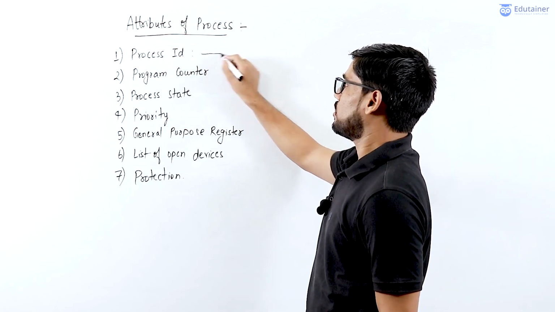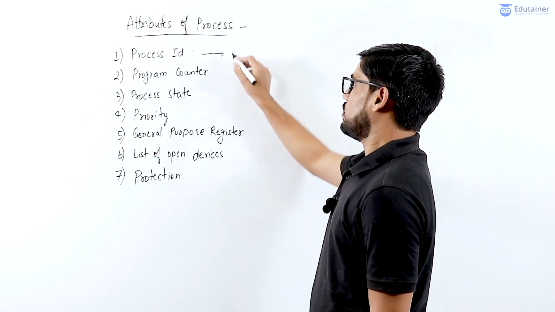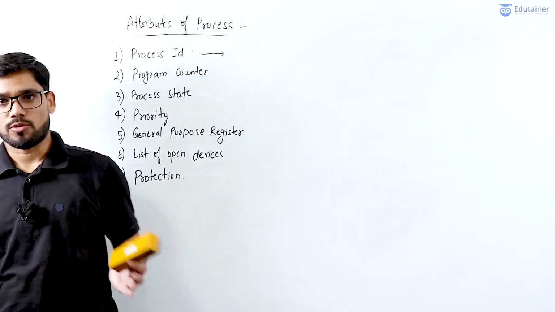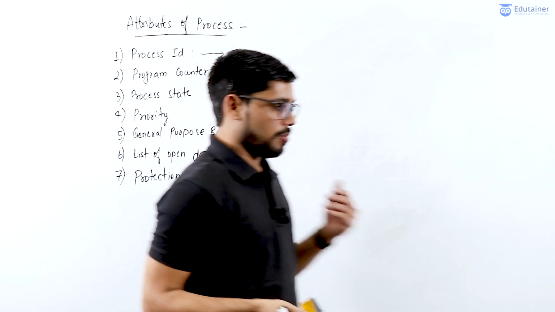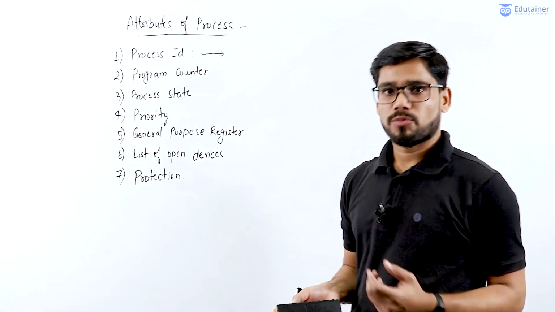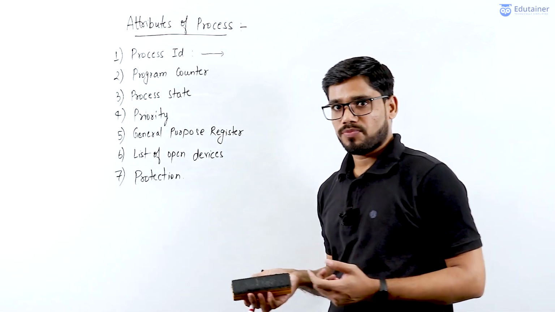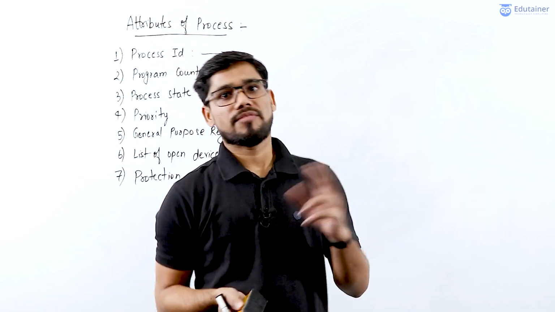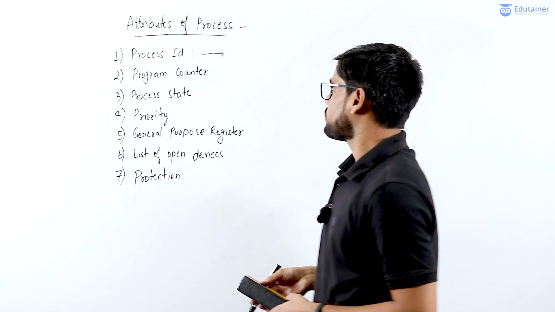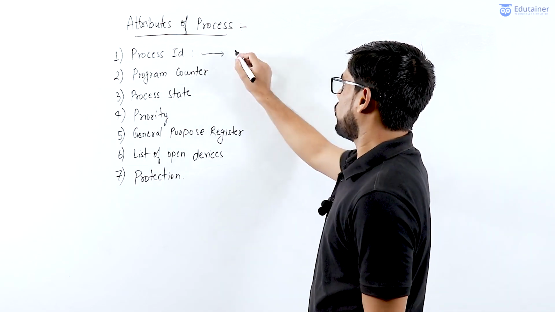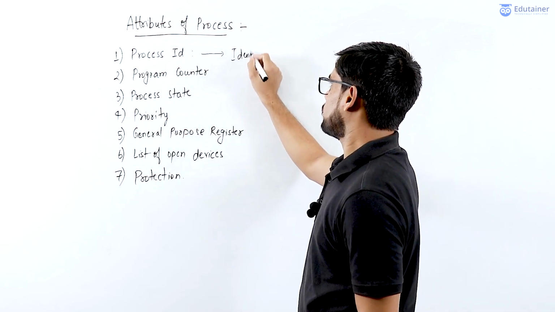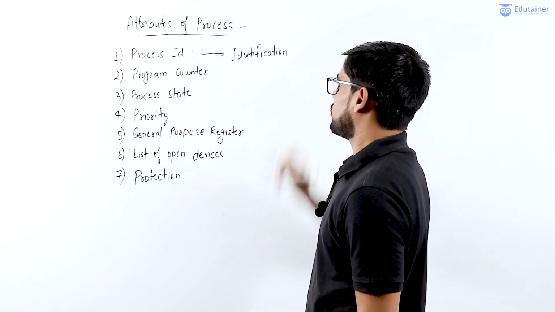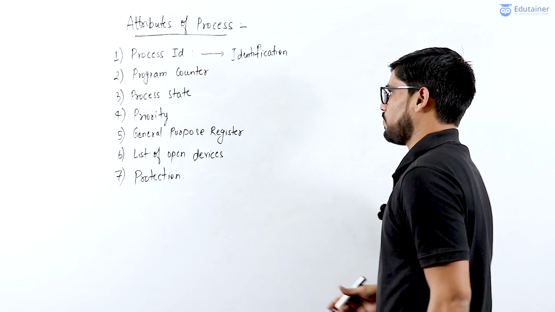Every process has its own process ID, which is used to distinguish between different processes. What I mean to say is, the operating system allocates a different process ID to different processes, and based on the process ID we can uniquely identify the processes. So it is used for identification of a process. The next one is program counter.